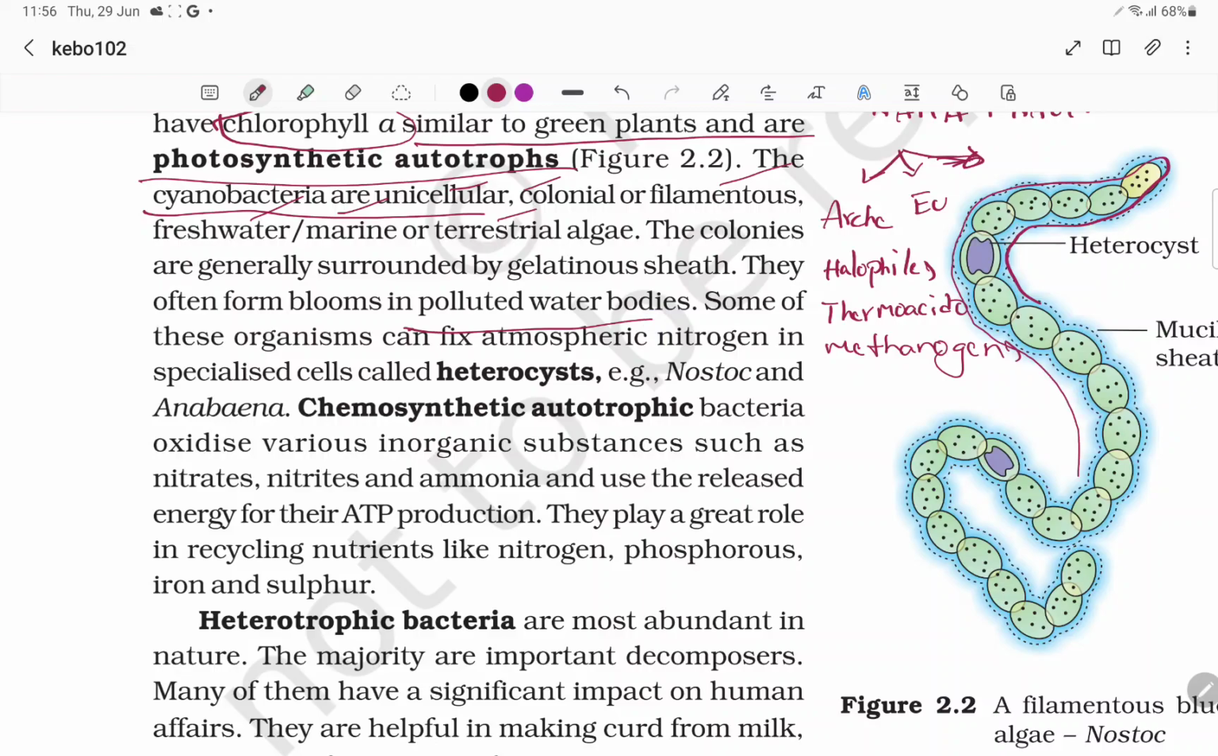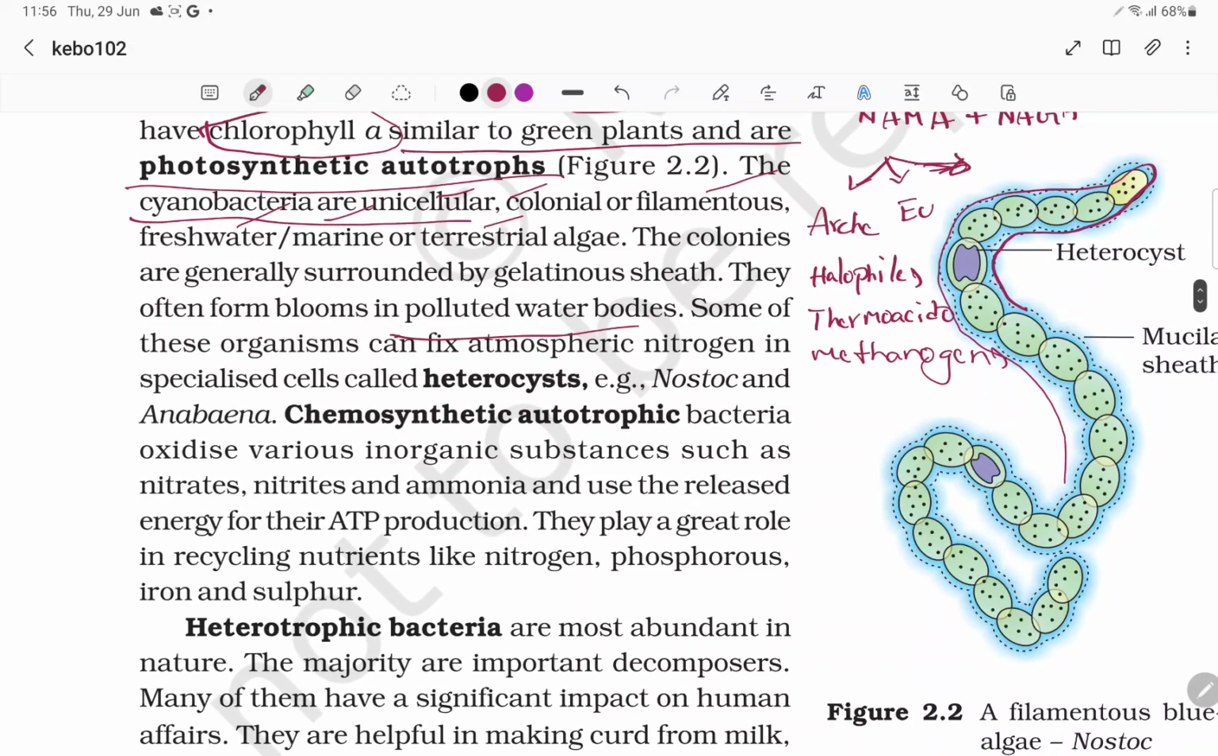Some of the organisms can fix nitrogen in specialized cells called heterocysts. It is in the heterocyst that they fix atmospheric nitrogen. Nostoc and Anabaena are the best examples of having heterocysts. This is a colonial blue-green alga, surrounded by a gelatinous, mucilaginous sheet, and we have some of the cells as heterocysts.